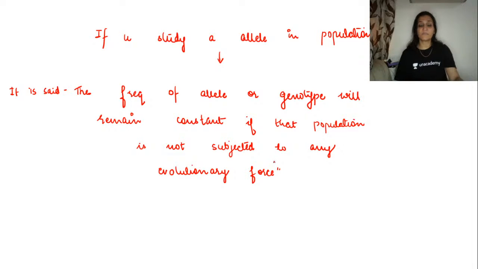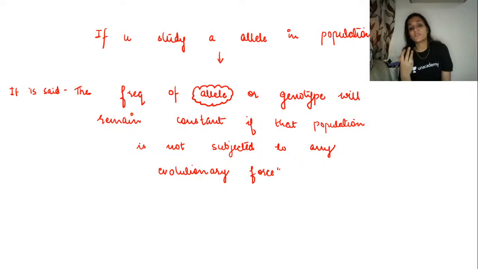This is the statement of Hardy-Weinberg law. If a population is not subjected to any kind of evolutionary force, the allele and the genotype frequencies are going to remain constant. It means there will be no development in the types of allele and genotype; they are not going to change. This is the statement of Hardy-Weinberg law that the allele frequency will not change from one generation to another generation.